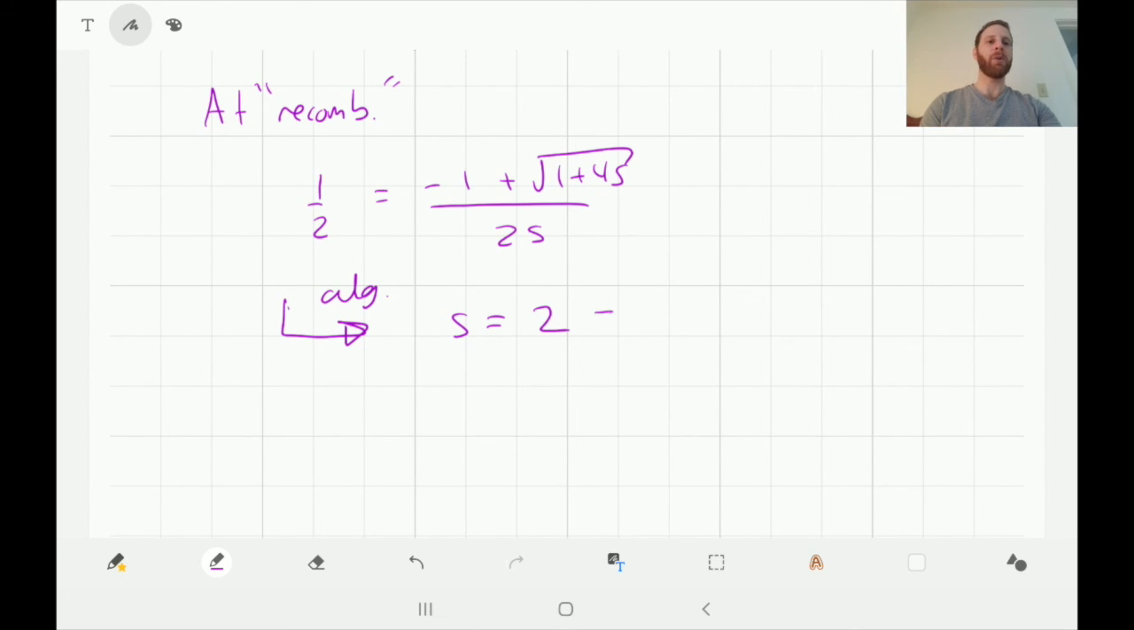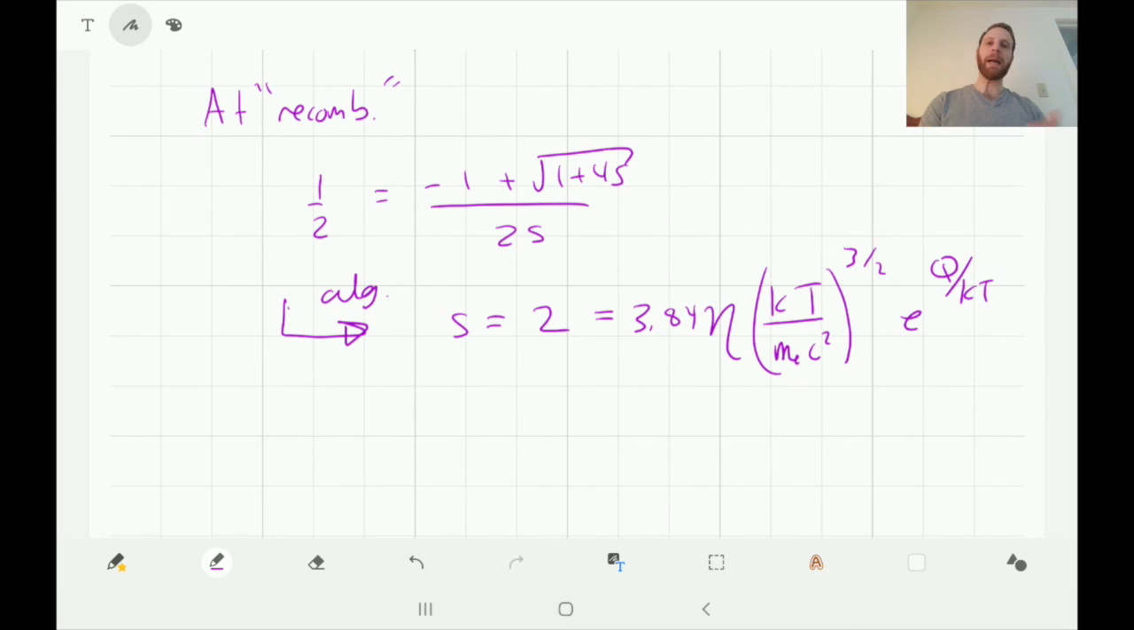And if s is equal to 2, then s is given by this quantity, so I'm going to let this be equal to 3.84 times eta. Remember, eta is the baryon to photon ratio. It's a tiny number, and it's multiplied by kT over the mass of the electron times c squared, raised to the power of 3/2, and then exponential of Q over kT, where Q is the binding energy of hydrogen, that 13.6 electron volts. This is true at the particular recombination temperature, and that's what you would like to solve for.